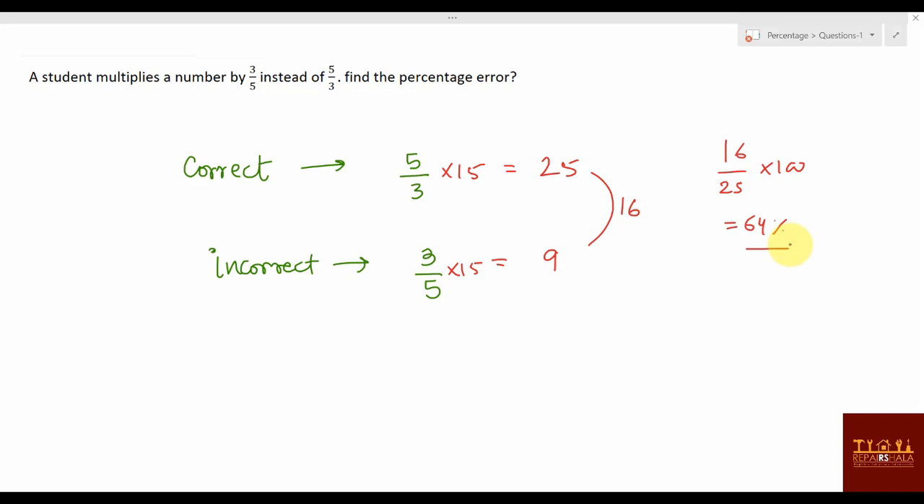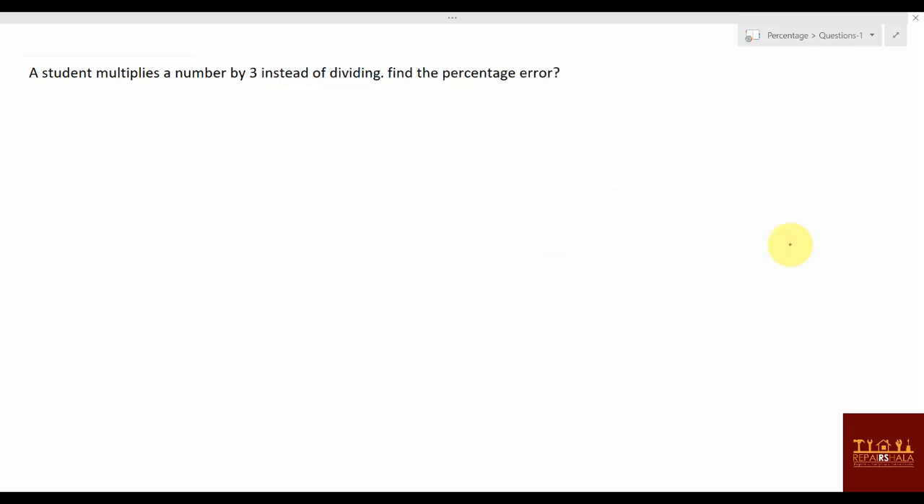The same concept will be coming in a little different way. A student multiplies a number by 3 instead of dividing. Find the percentage error. So correct and incorrect. Actually he has to divide. This is the correct one, but what he did is he multiplied. So what can you put here?